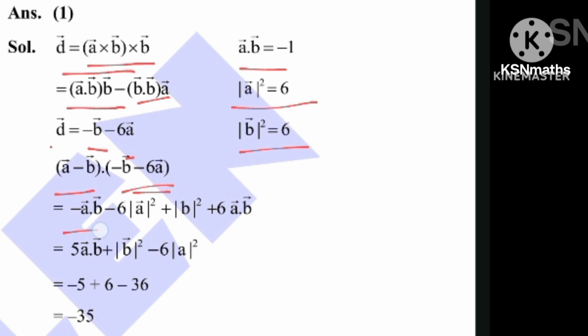Now minus a dot b minus 6 modulus of a square plus modulus of b square plus 6 a dot b. So 5 a dot b, mod b square, minus 6 modulus of a square. 5 a dot b is minus 1, so minus 5; mod b square is 6; 6 into mod a square is equal to 6, that is 36. The answer is minus 35.